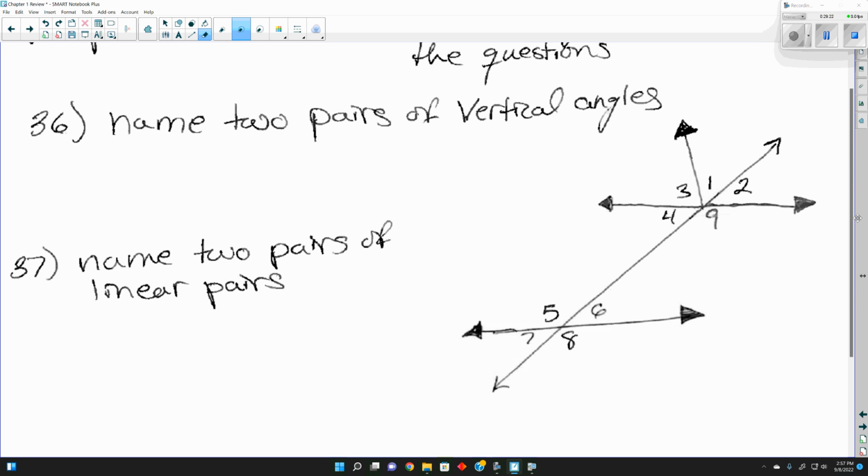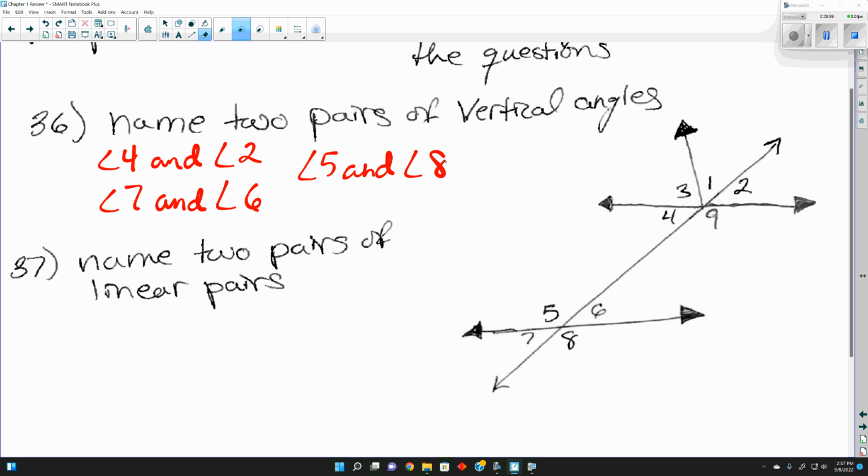So name 2 pairs of vertical angles. Would 3 and 9 be one? I did one. I don't know. 3 and 9, 4 and 2, yes. Yes, if there was a ray kind of going the opposite of this one, a line, then it would work. 7 and 6. And that's it. It asked for 2. As long as you gave me 2 of those 3, you got them.